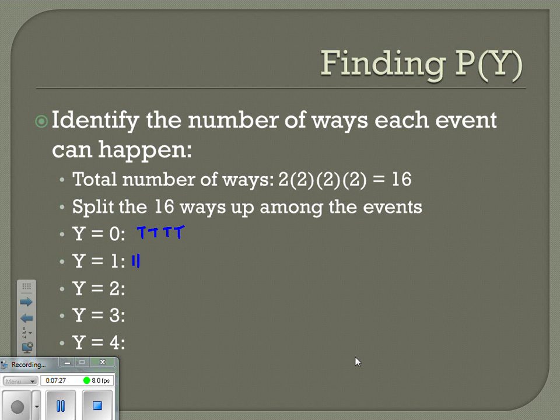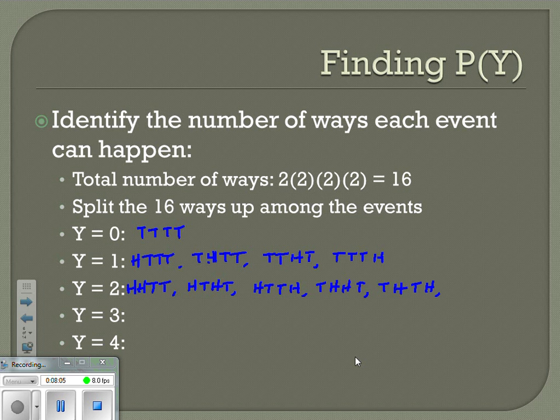1 head, you could have a head, then 3 tails. You could do tails, heads, tails, tails. Tails, tails, heads, tails. Or I could do 3 tails, 1 head. All right, 2 heads. Let's make sure I can get all these. Heads, heads, tails, tails. Heads, tails, heads, tails. Heads, tails, tails, heads. Tails, heads, heads, tails. Tails, heads, tails, heads. And then I think finally, tails, tails, heads, heads.